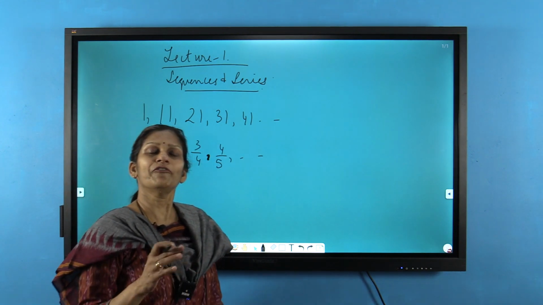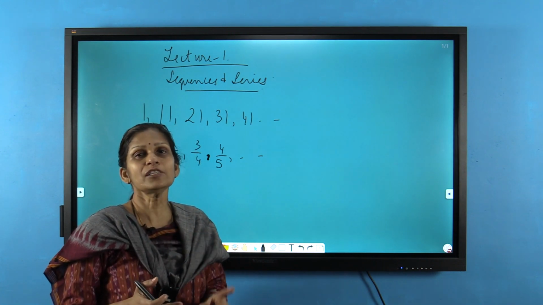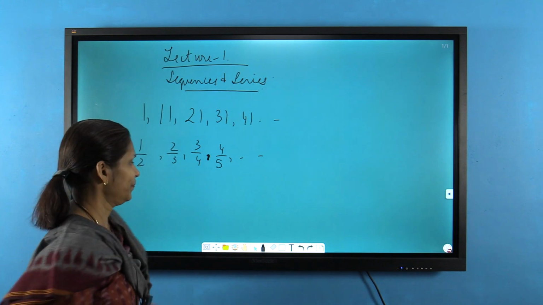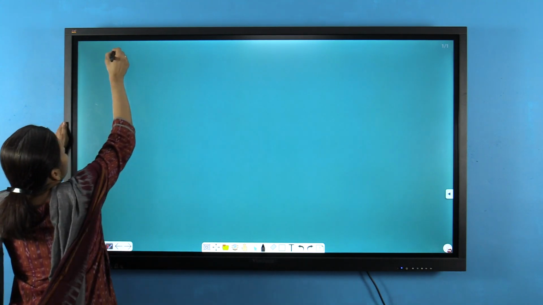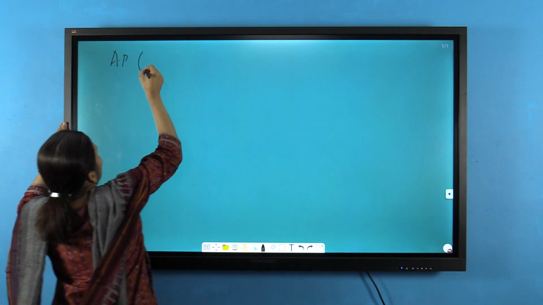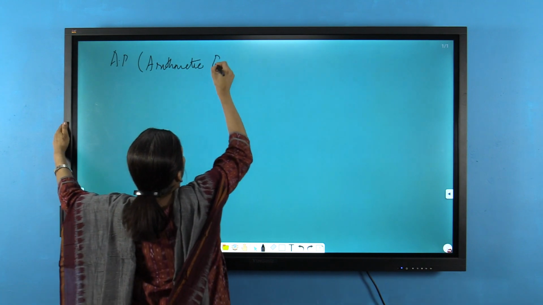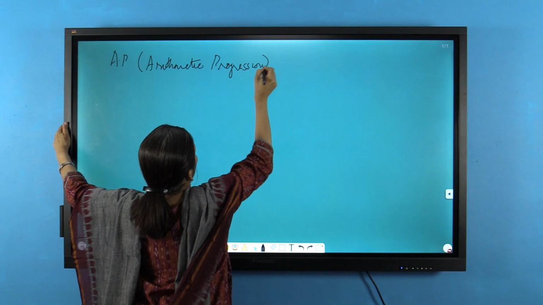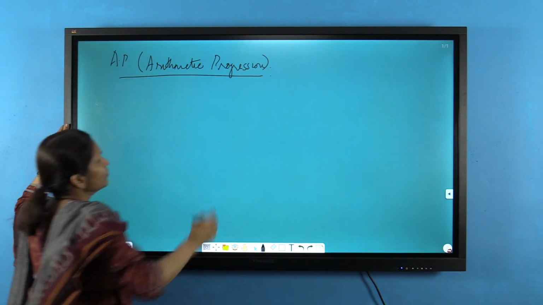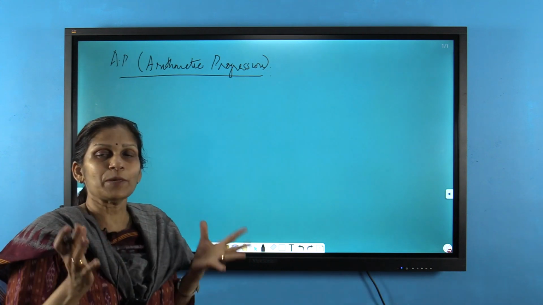Now, from what you have to study, some important sequences, the first of these is an AP, or the arithmetic progression. What is an arithmetic progression?